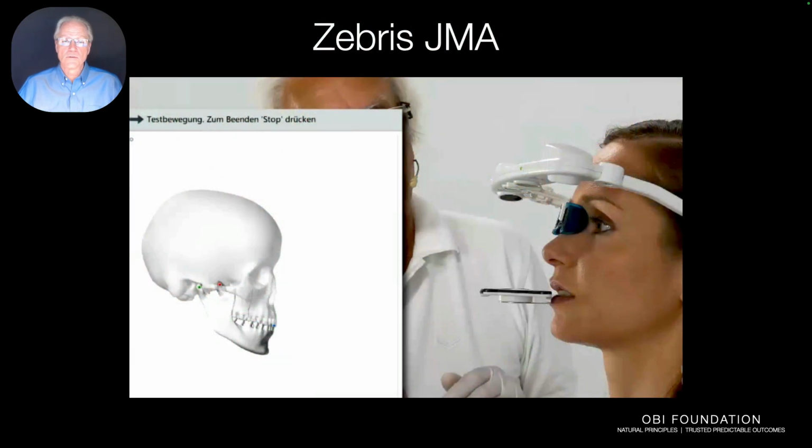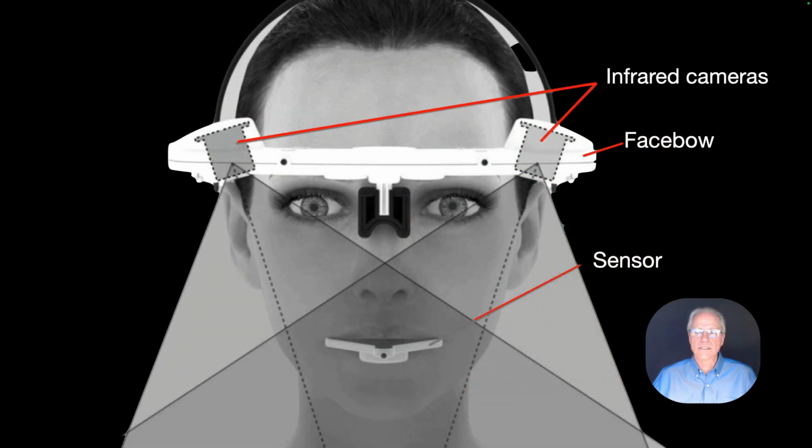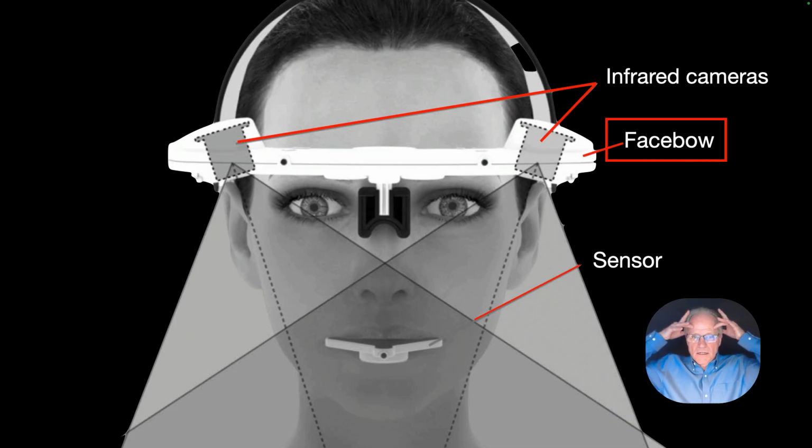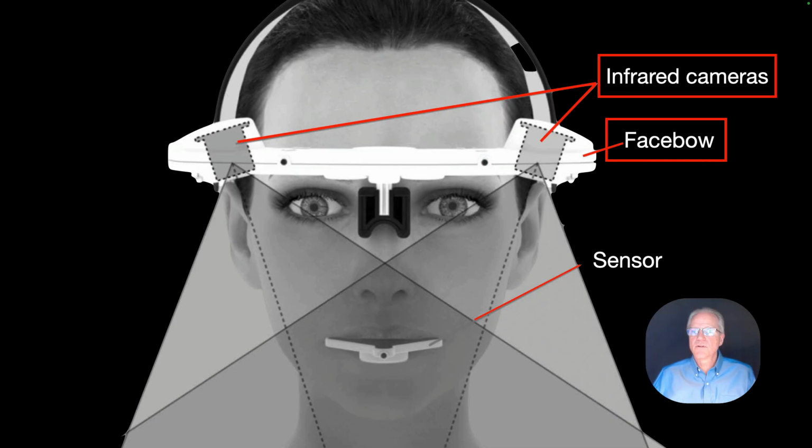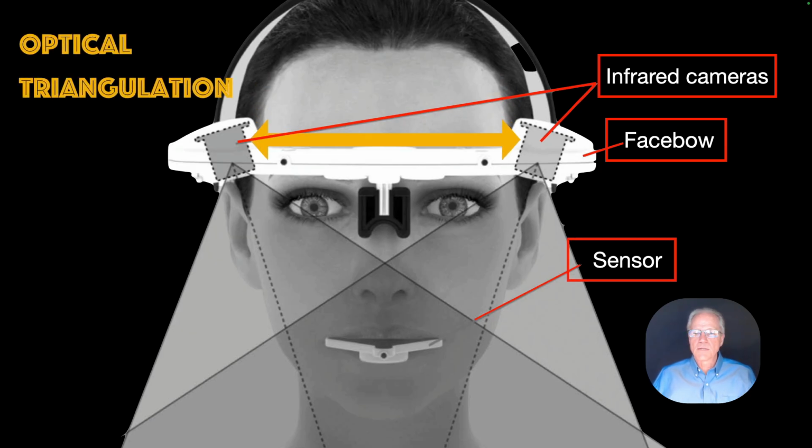But in the digital world, we have the Zebris jaw motion analyzer system. And what that is that you essentially have a face bow that's mounted on the top with infrared cameras and a sensor on the maxillary arch that we use optical triangulation, and we can mount the upper arch using this digital face bow.